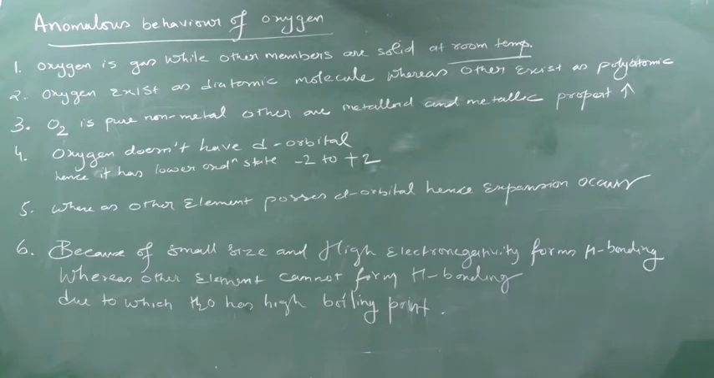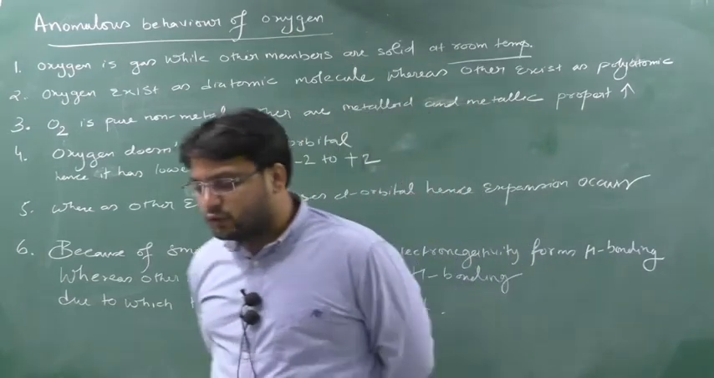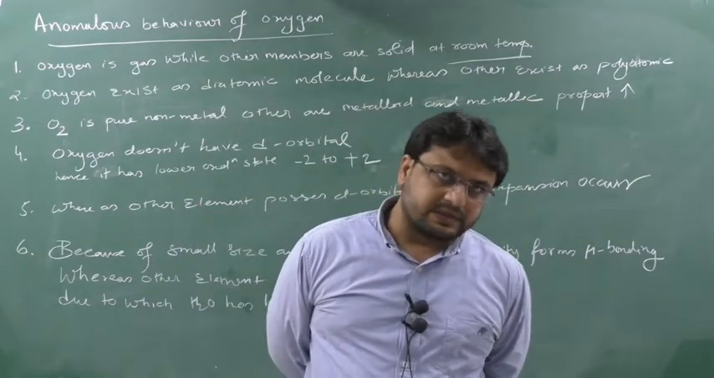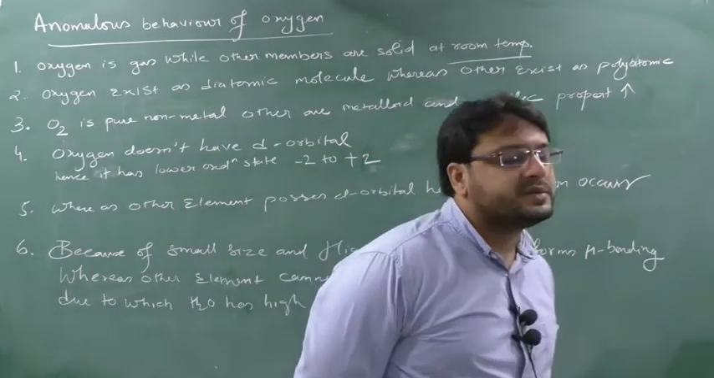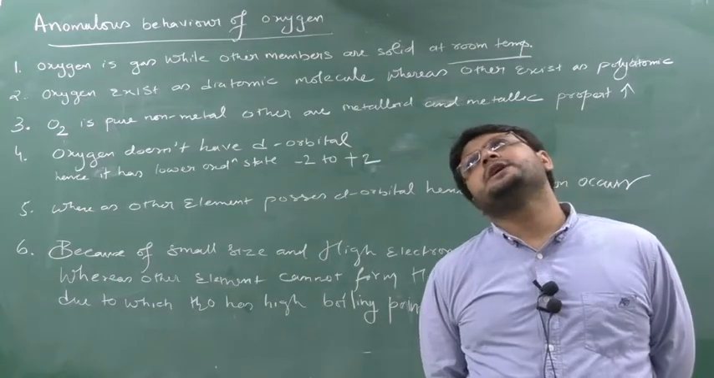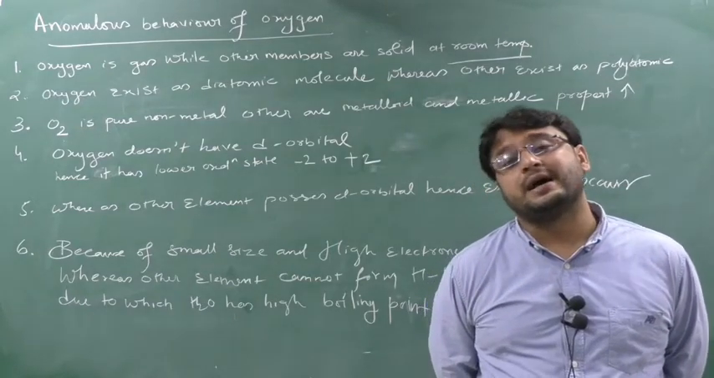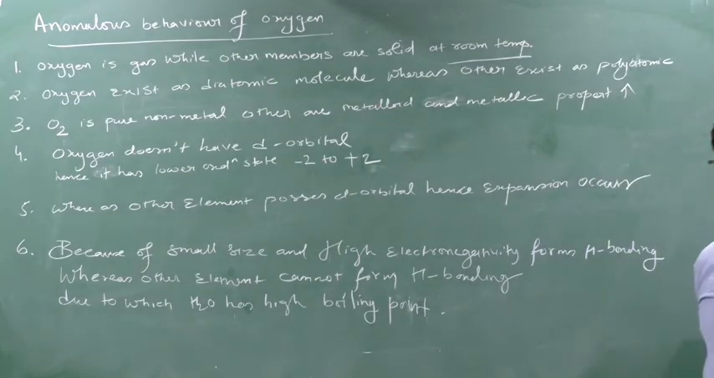Yes, at low temperature and high pressure. So what the first point means is that if you see at room temperature in group number 16, we have elements like oxygen, sulfur, selenium, tellurium, and polonium, which is radioactive, so not considering it now. At room temperature, oxygen is a gas whereas all the others are solids. So first point: oxygen is a gas whereas others are solid at room temperature.